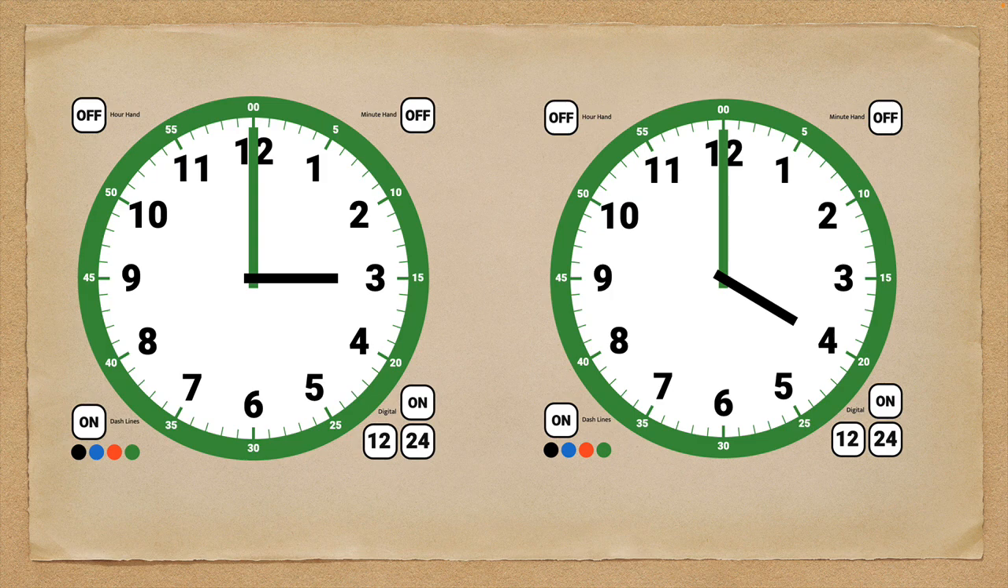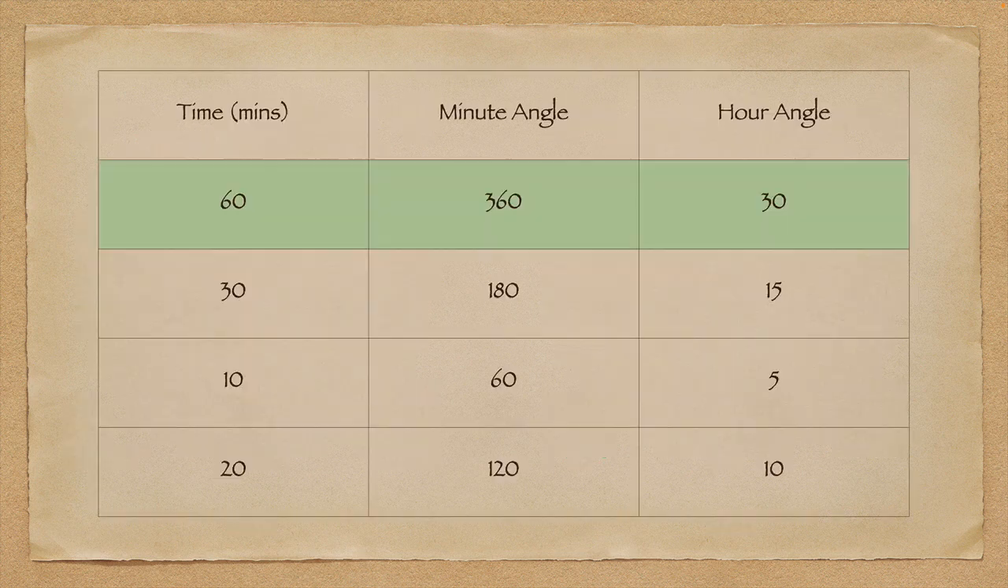So now first, let's try and understand something extremely basic. Okay, so let's go from 3 to 4 and let's look at how the angles have changed. So the time, 60 minutes have elapsed, and the minute angle has basically moved by 360 degrees, and the hour angle has moved by 30 degrees. How do I know it's 30? Because 360 divided by 12 hours is essentially 30 degrees.